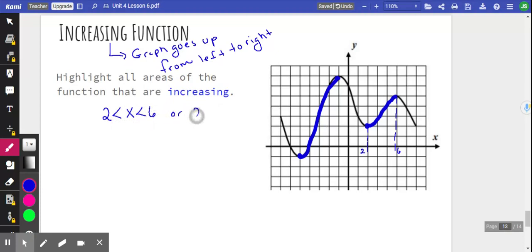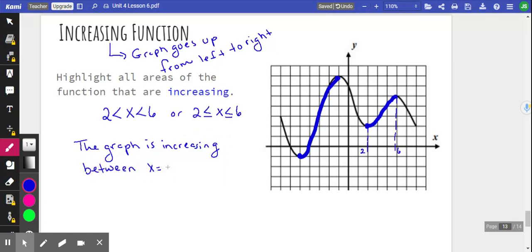Or sometimes they throw the or equals to. Both are okay. If I wanted to put this in words, I could say the graph is increasing between x equals 2 and x equals 6. And I only did that for one interval. I could also do it for that first, the larger interval. I just wanted to make sure that you saw how it would be written.